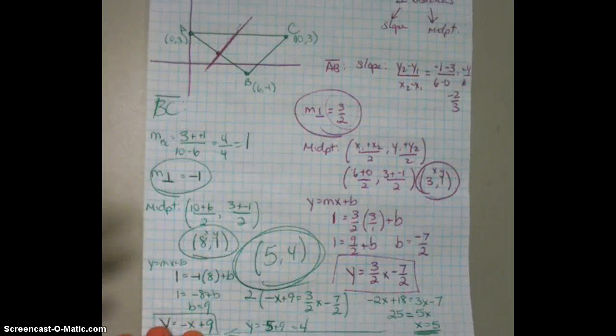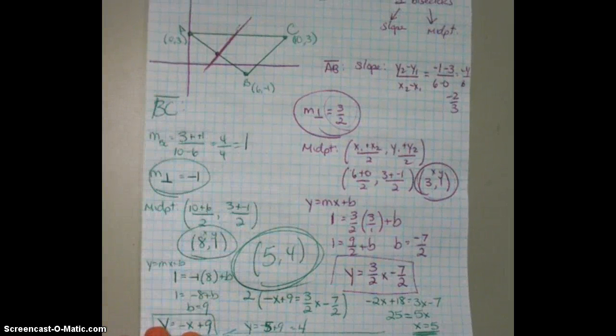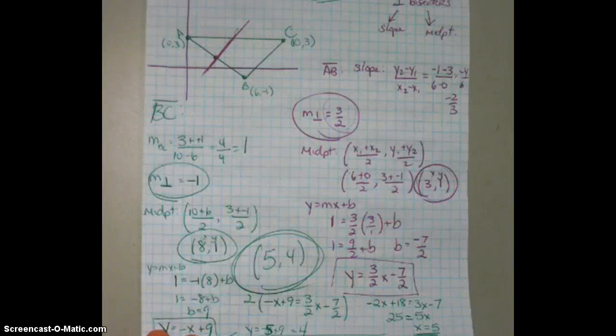So if your partner did it one way using 2 different sides of a triangle, and you did the other 2 different sides, that's okay. You should end up with the same answer.